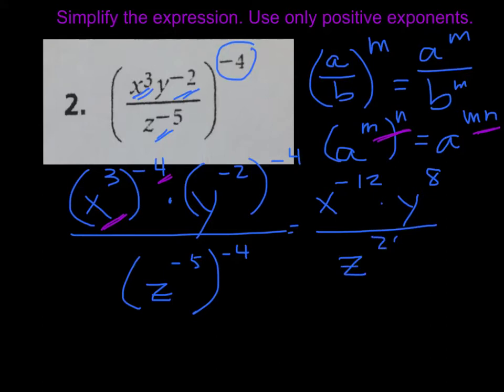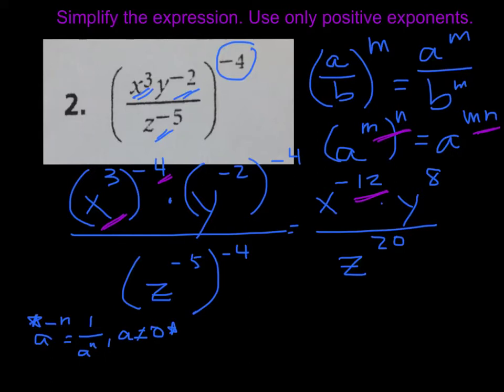z^20. Next thing to look at is this has a negative power. I have to use a definition. That definition I'm going to use is a^-n is equal to 1 divided by a^n, as long as a is not equal to 0.